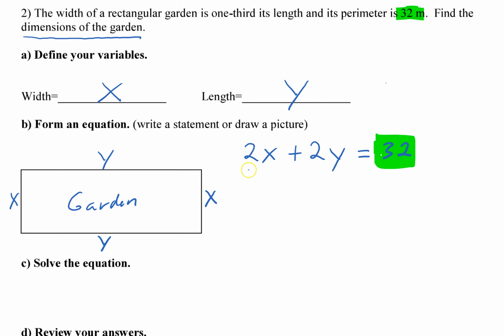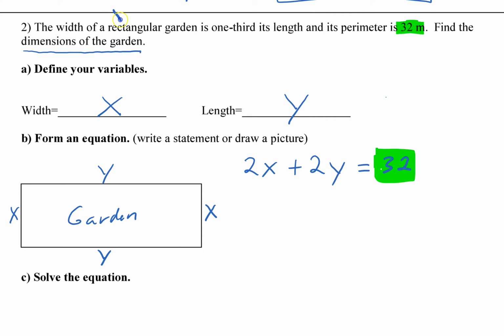Okay, so that's one equation. What do we need? One more. And there's always a translation, since these are called translations. It says the width of a rectangular garden. What letter is that? That one is x, is equals, 1/3 is 1/3, its length, and its length is y. So the width of a rectangular garden is 1/3 its length. The other one is the second equation, and its perimeter is 32. So x equals 1/3 y. What method will we use here? Substitution again.